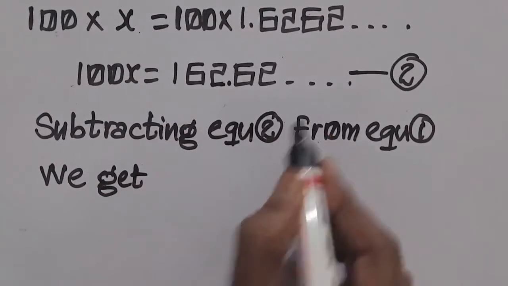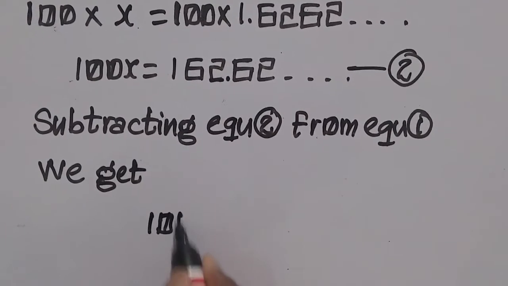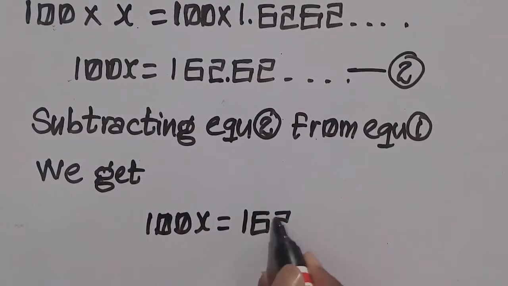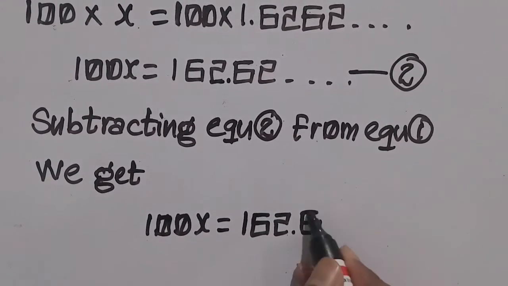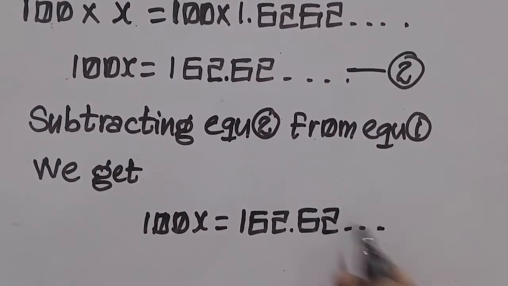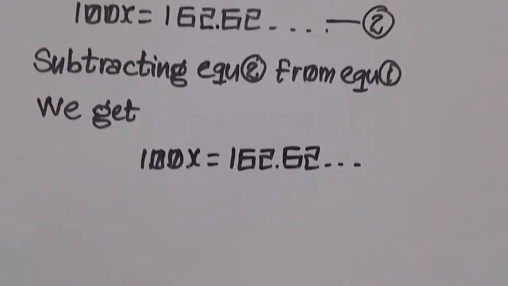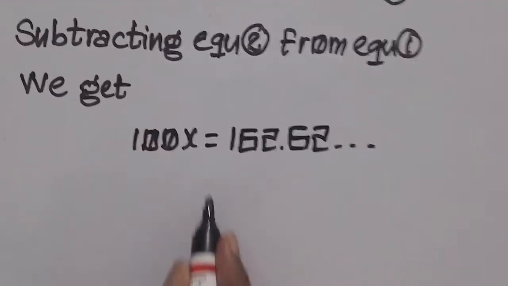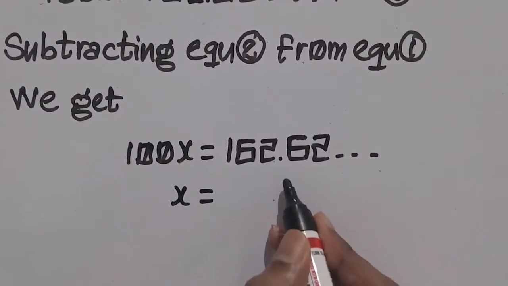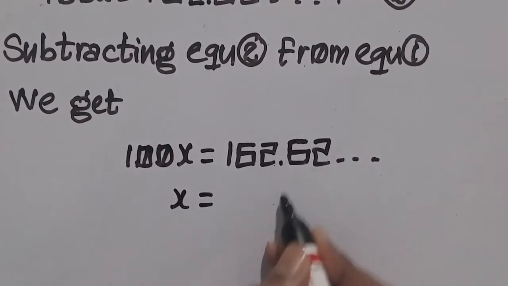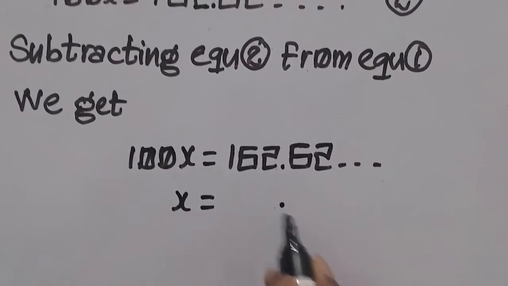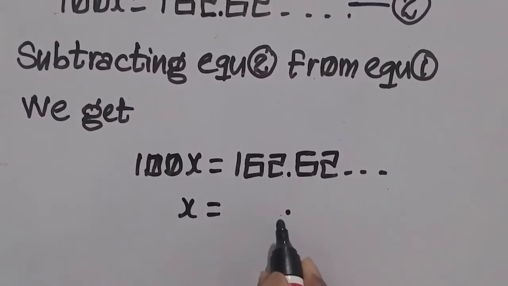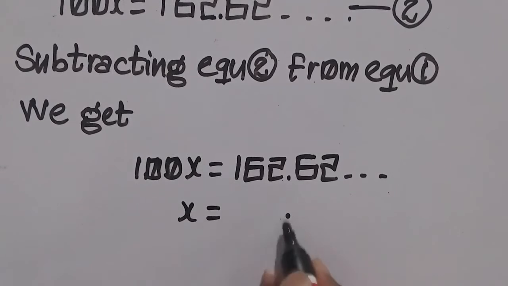First equation 2 we should write: 100x is equal to 162.6262 and so on. This is equation 2. Whereas equation 1 is x is equal to 1.6262 and so on. First you should match the points. Remember, I already said in 8th class, the same problem is there in the first chapter, third exercise, second bit. Example problems are also there like these problems, the same method of problem. First you match the points.